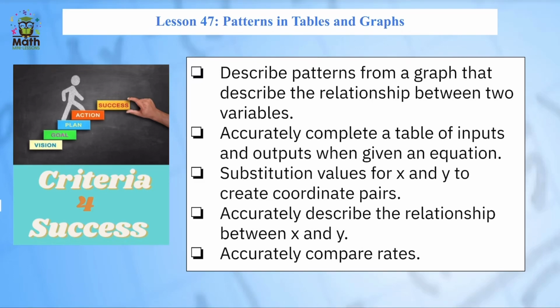In this lesson, we're going to look at patterns in tables and graphs. So here are the things to look out for. 1, watch how we describe the patterns from a graph that describes the relationship between the two variables. Also, look out for how we can accurately complete a table of inputs and outputs when given an equation, and how we can use some of our substitution for x and y to create coordinate pairs if we don't have a graph itself. If we have a graph, we'll just be able to see it there. And also look to see how we can describe that relationship between the x and y in the context of the problem, and we can use that to accurately compare the rates.